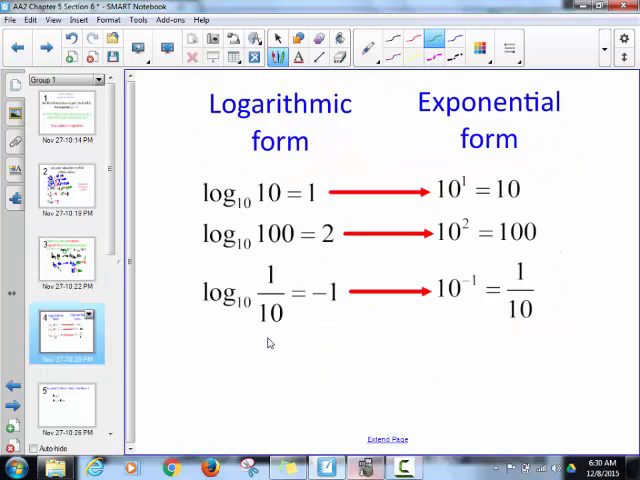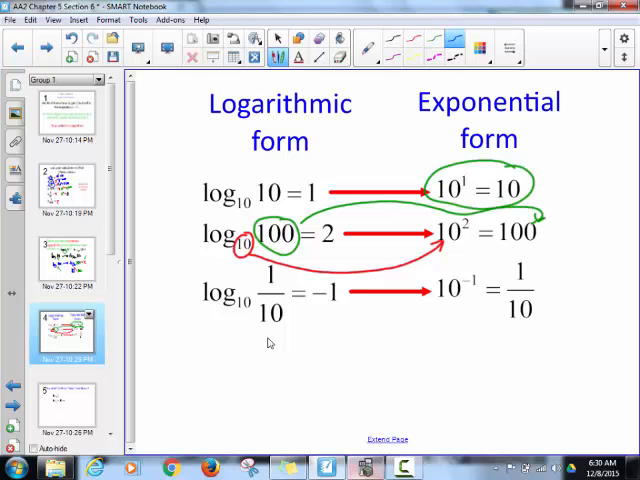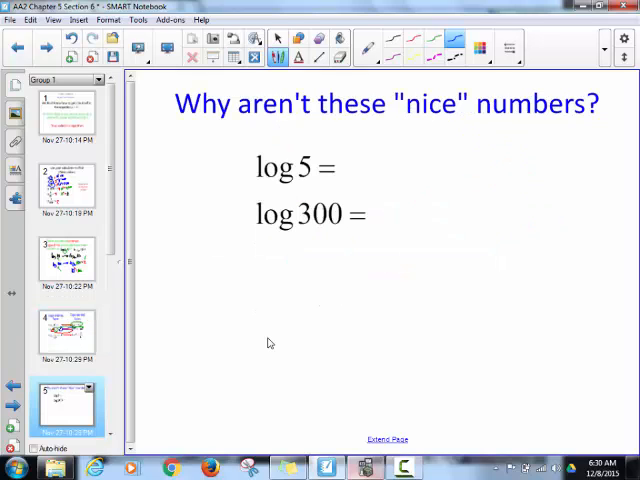So for example, just like we looked here, log of 10 base 10 equals 1 would be written just like this. Log of 100 base 10, well, the base would go here. The 100 would go here. And the exponent is what it's equal to. Okay, so hopefully we're starting to see this a little bit.